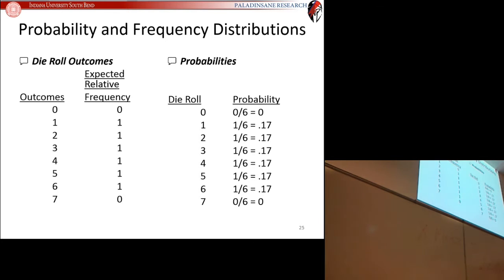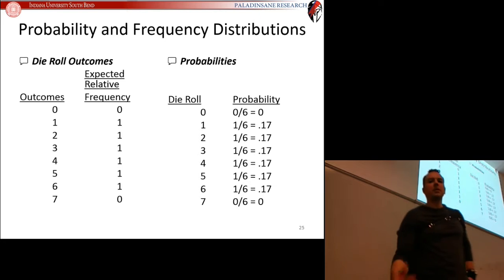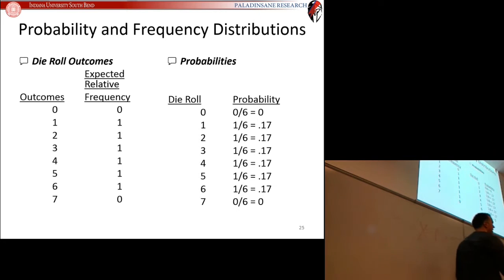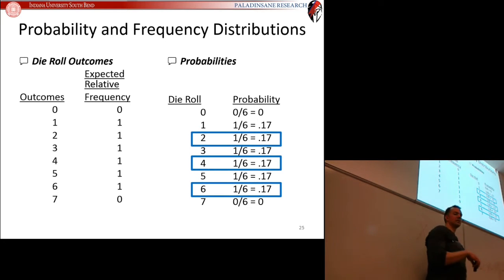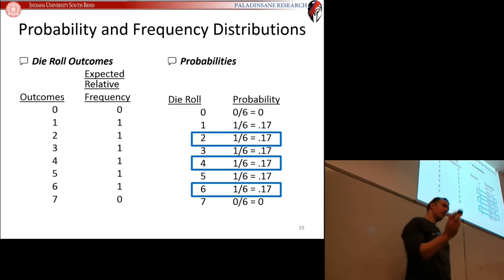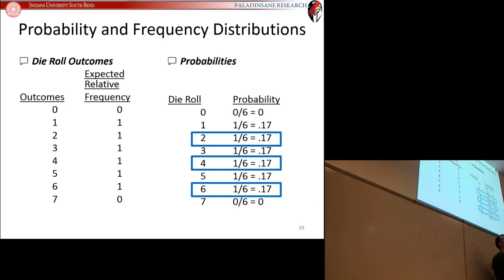The power of this comes when things start to get not so simple. So let's say, for example, that you were playing a game and the rules were that if you roll an even number, you win the game. What's the probability of you winning the game on the next turn? Well, we know that 2 has a 17% chance of occurring, 4 has a 17% chance, 6 has a 17% chance, but what about an even number? What's the probability of an even number occurring?